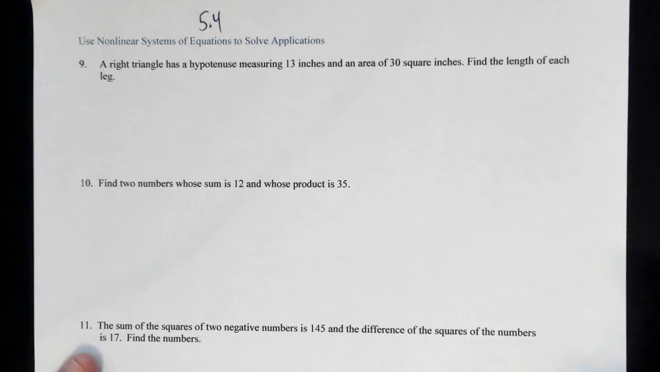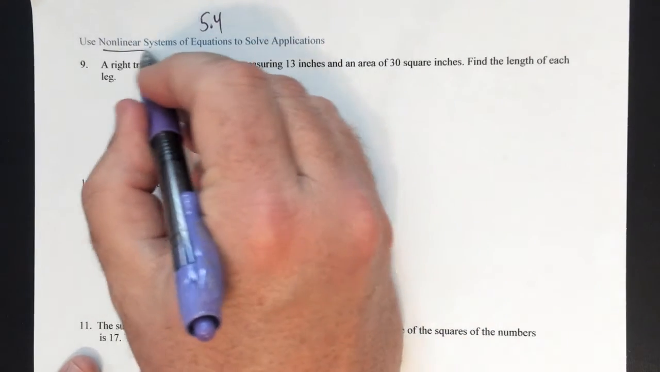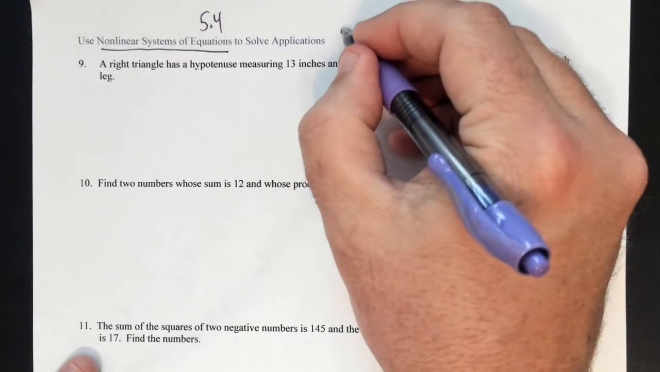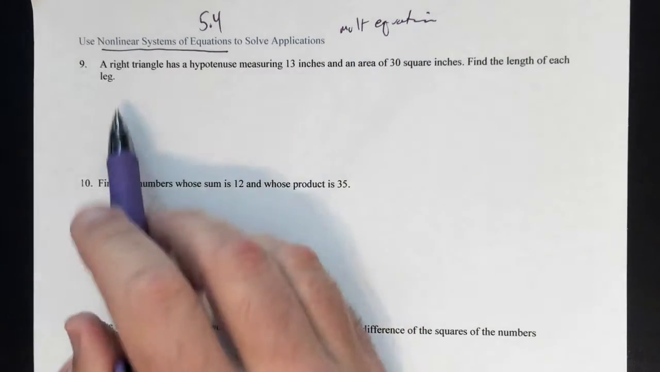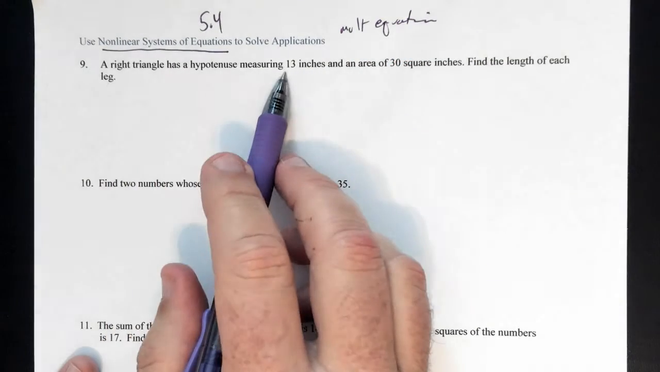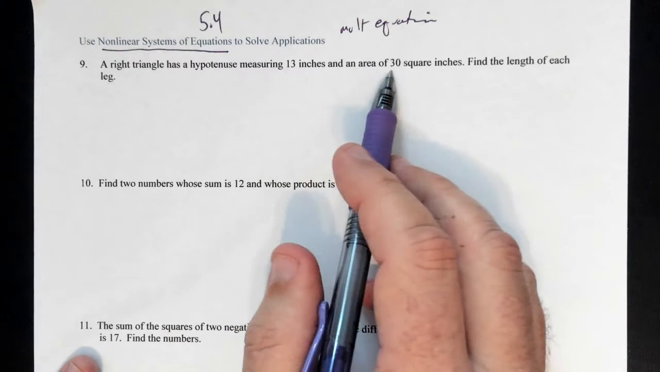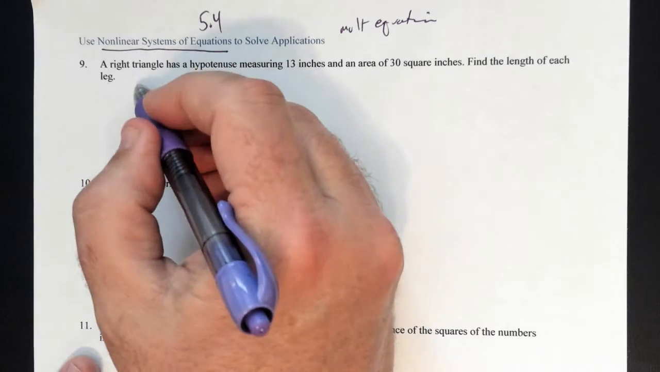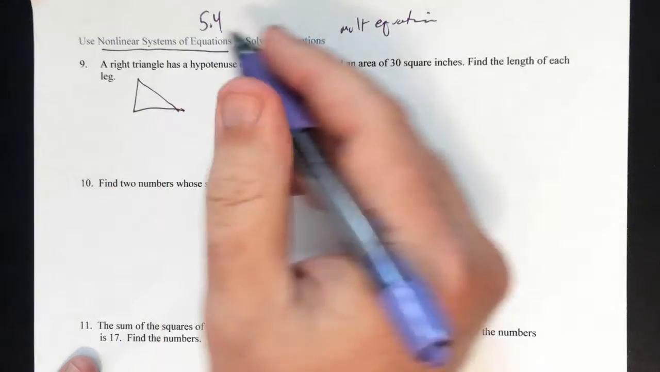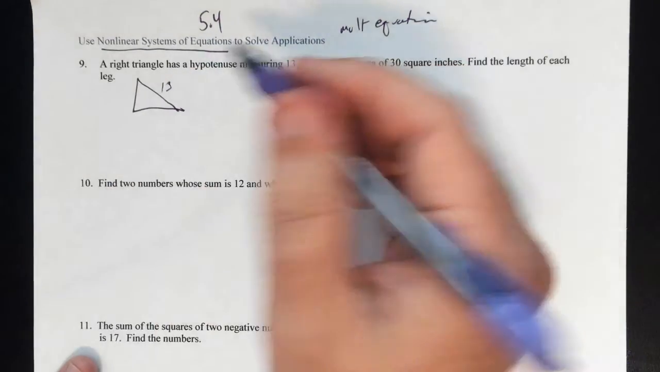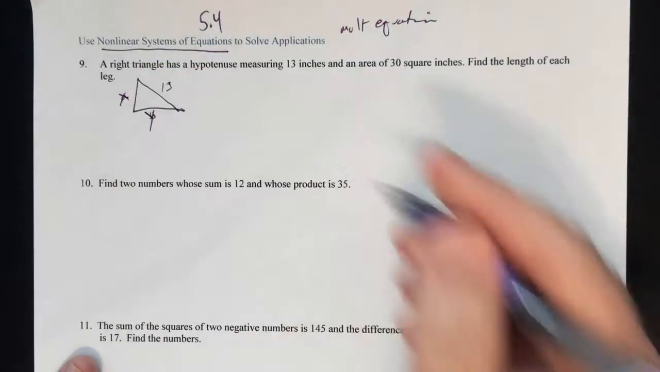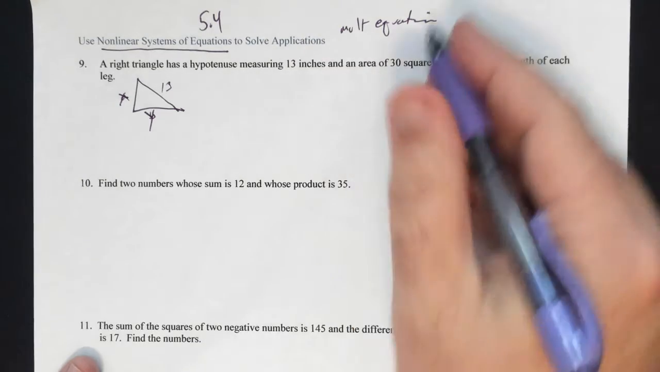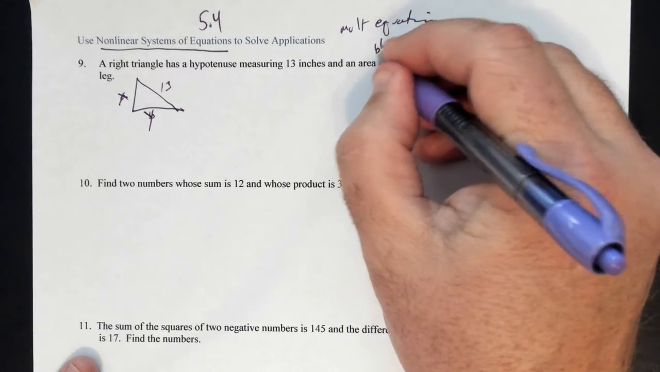So the first one, it's a nonlinear system of equations, which means you're going to need multiple equations to write. A right triangle has a hypotenuse of 13 and an area of 30 square inches. I don't know the legs, so we'll say A and B. Well, in fact, let's just say X and Y to make it easier. What's the area of a triangle? Base times height divided by 2.